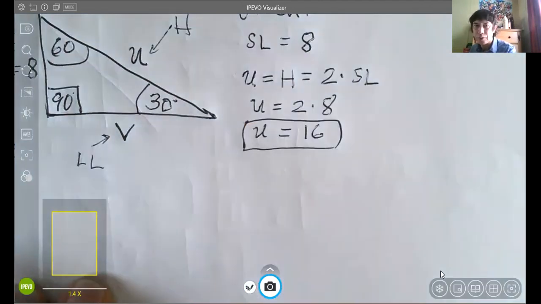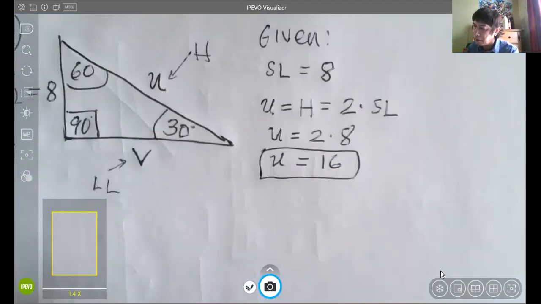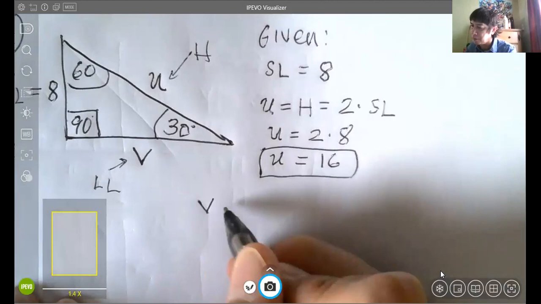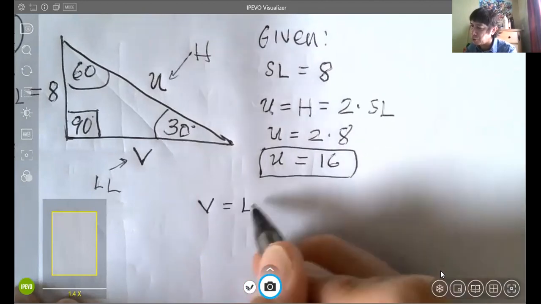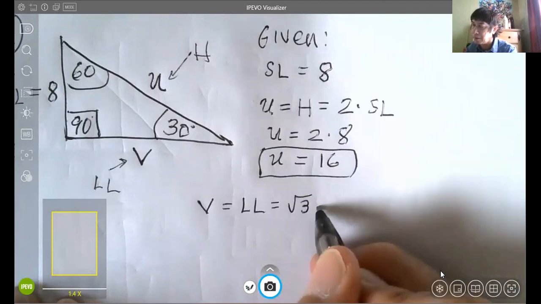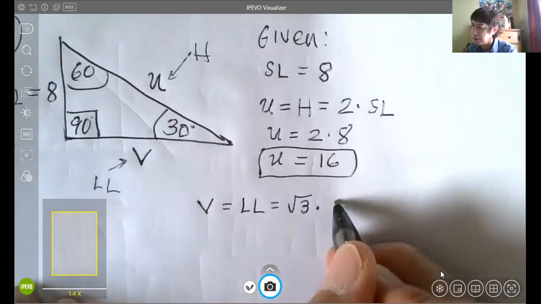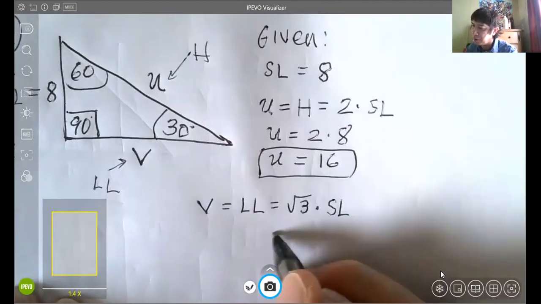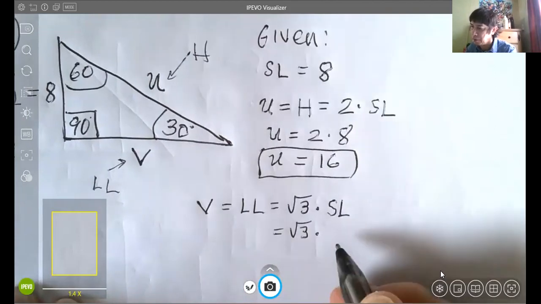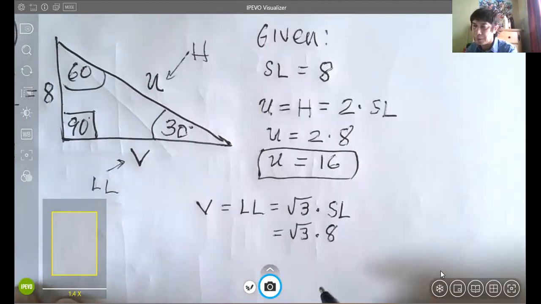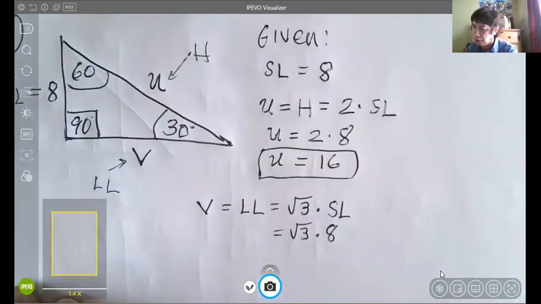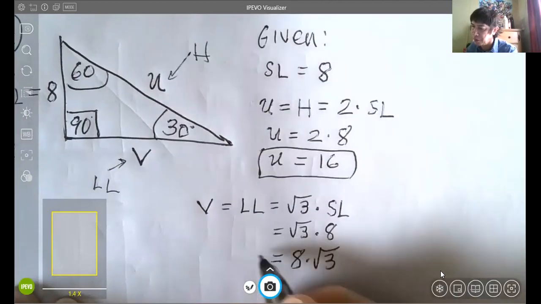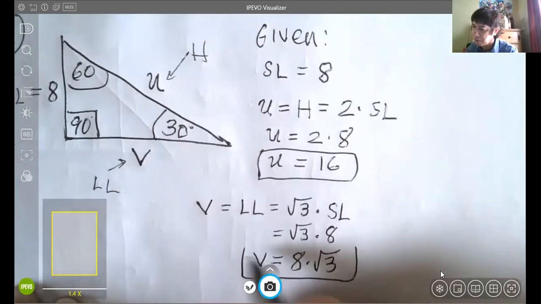Next, we're now going to solve for the longer leg V. Okay, V is equal to the longer leg, and is equal to square root of 3 times the shorter leg. And so, direct substitution. This will be square root of 3 times our shorter leg, which is 8. And we write this using the integer first. So this is 8 times square root of 3. And this goes to our longer leg, which is the V.